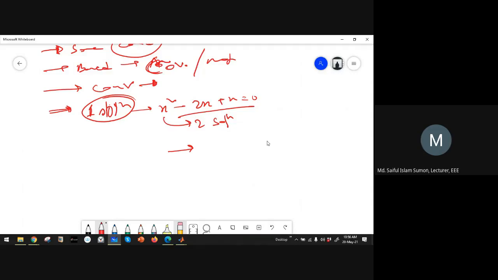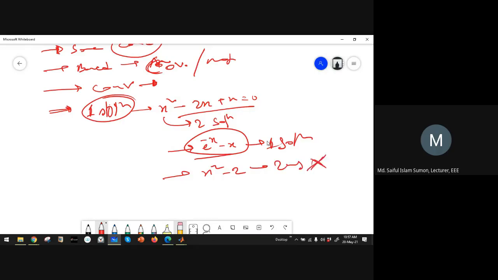Suppose, can anyone tell how many solutions there are for e to the power minus x minus x? Can anyone tell? So there will be one solution, so this is more or less solved. But for x square minus 2, there will be 2 solutions.